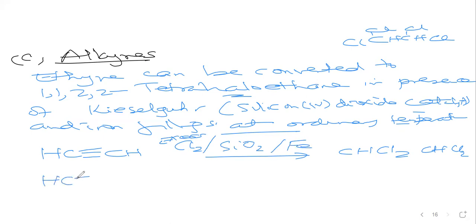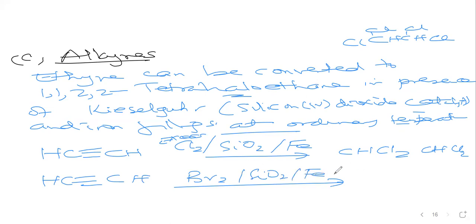The same reaction can be done using bromine. If you use bromine in the presence of silicon(IV) oxide and iron, you'll get 1,1,2,2-tetrabromoethane. This compound here is called 1,1,2,2-tetrabromoethane. So this reaction I've talked about is specific for ethyne. For ethyne, this catalyst is used and the halogen is used in excess.